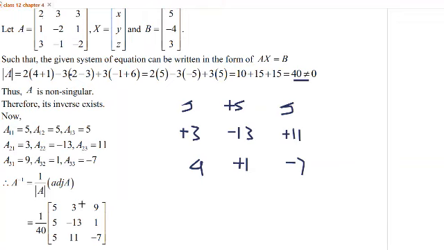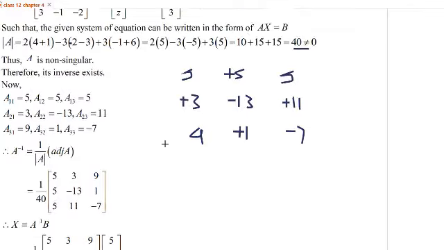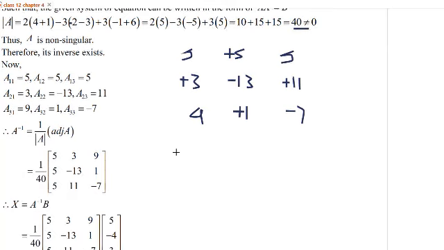Now first row will become first column, second row will become second column, third row will become third column. 1 by determinant A into adjoint A, this thing is called adjoint A. So 1 by determinant A into adjoint is A inverse. And finally X is A inverse B. So B we already know, here it is 5, minus 4, 3.